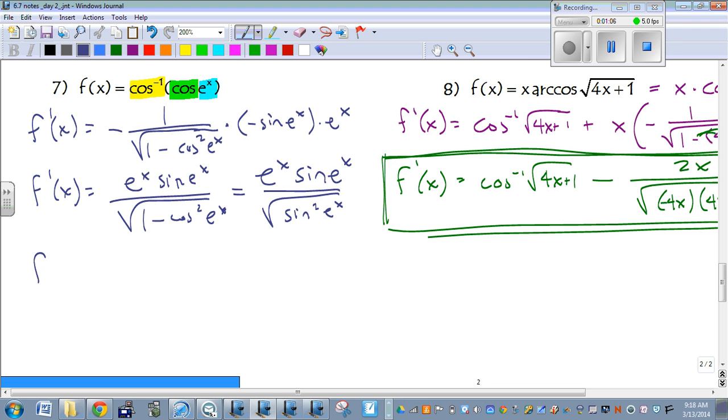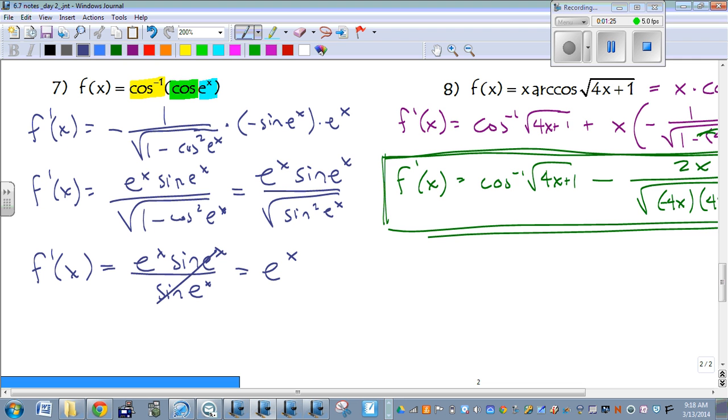But we can simplify the square root of sine squared. All right, that's just going to be sine. So we get e to the x times sine of e to the x all over sine of e to the x, which all simplifies to e to the x.